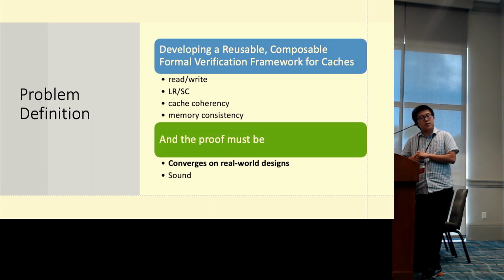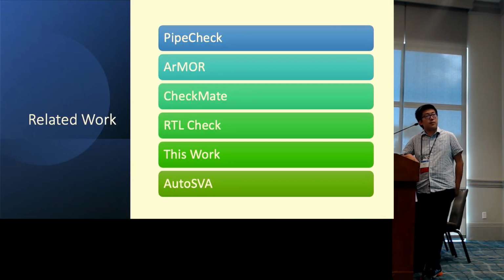When we get a proof, the goal is that the proof must converge on real-world designs. That means in a reasonable amount of time, it must either give a counterexample or have a conclusive proof that your design has no bug, and it also needs to be sound. And here I'm going to talk about what sound means compared to some of the prior works.